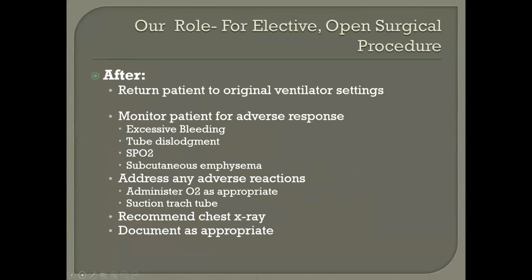Our role for an elective open surgical procedure: after it, return the patient to the original vent settings, and monitor the patient for adverse response, excessive bleeding, tube dislodgement, subcutaneous emphysema, addressing any adverse reactions. They may have some transient hypoxemia. Suction the trach tube. They may have some blood and secretions, not unusual. Recommend a chest x-ray and document. And then, if your system is to charge and account for your productivity, do that as well. That's part of the documentation.